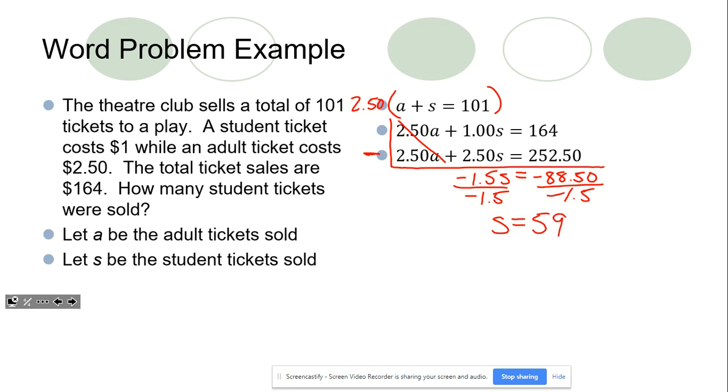At this point, since this is the number of student tickets that I need, I can stop and do my conclusion statement. Therefore, there were 59 student tickets sold. To be on the safe side, you should be plugging back in, solving for A, and making sure that A and S work for both equations.